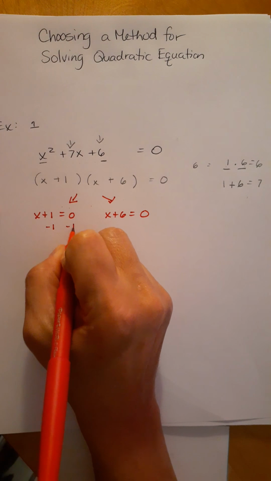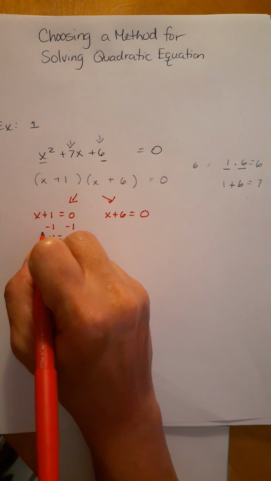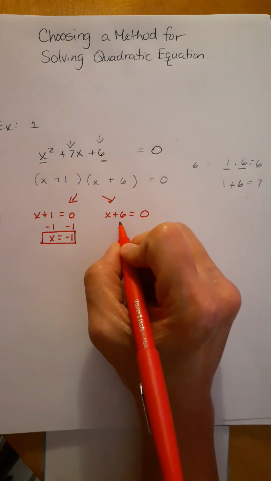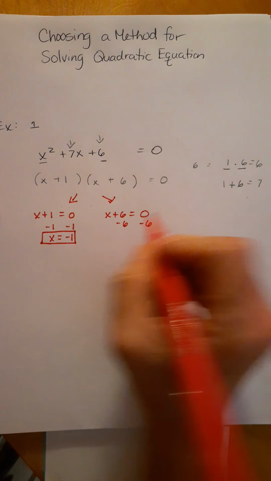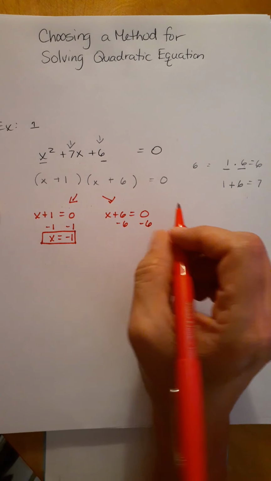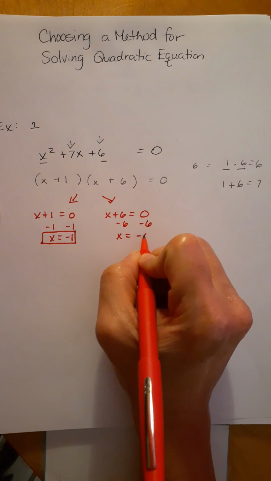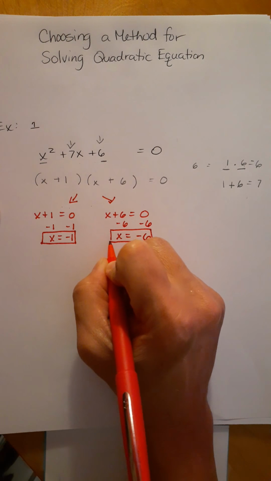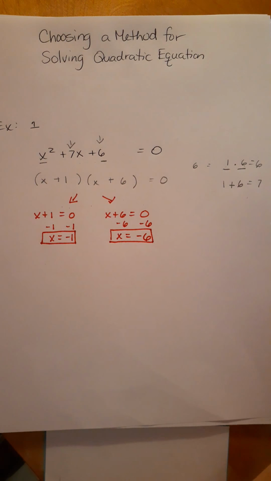I subtract 1 on both sides. X equals negative 1. That's a possible answer. Negative 6, negative 6. What I do to one side, I do to the other. It has to be balanced. X is equal to negative 6. And those are my two solutions. And I'm done. That would work perfectly.